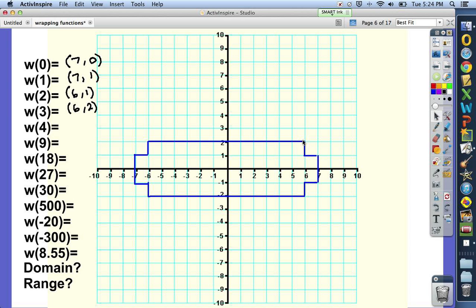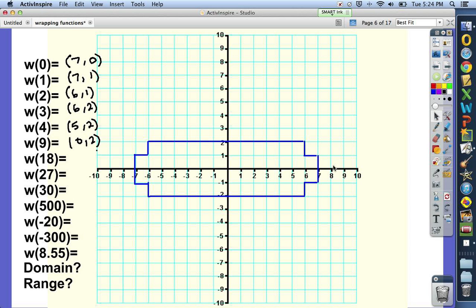For 4, just continue on over this way. (5, 2) is the point. For 9, here was 4, 5, 6, 7, 8, 9. Oh, 9 brings us over to this point, (0, 2).